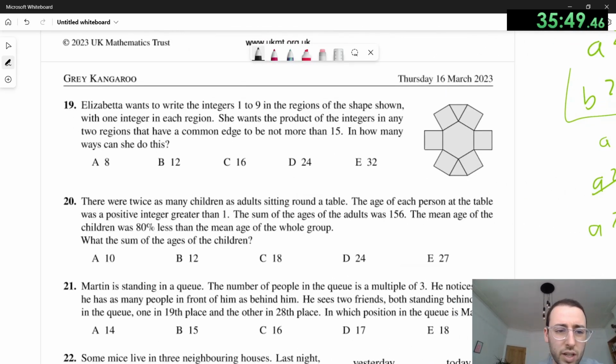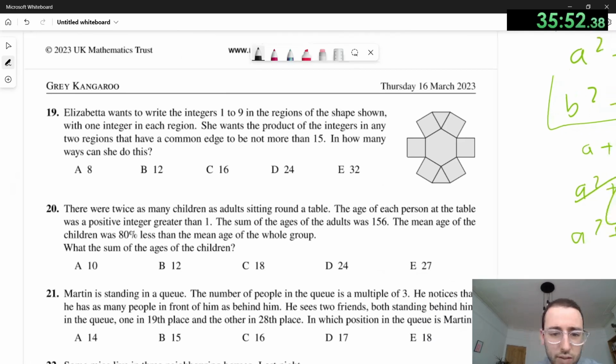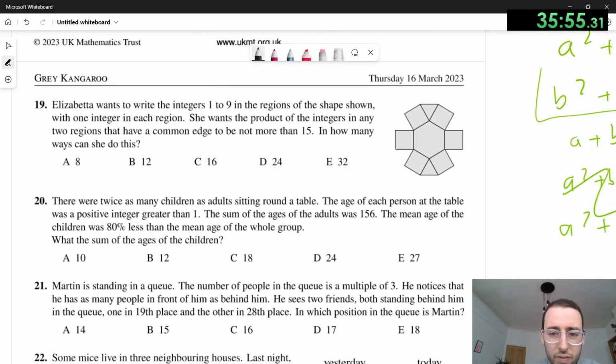Okay. The regions shaped below with 1 integer in each region. The product of any integers in each region that have a common edge has to be no more than 15. The product. So let's put 1 in the middle. Because 9 can only go with 1. Same with 8. If I put 2 here, you can't put 2 here. You have to put 1 in the middle. And then 7 times 2 and 6 times 2. And then 3 times 4 and 5.